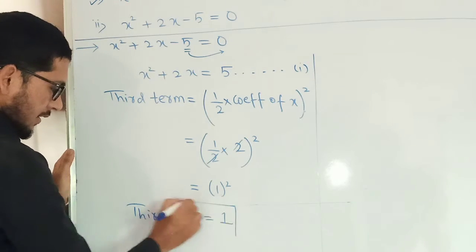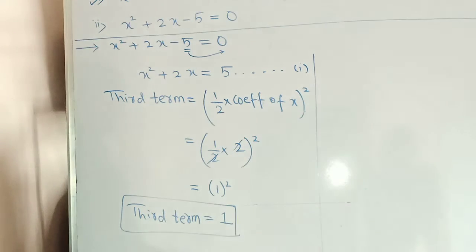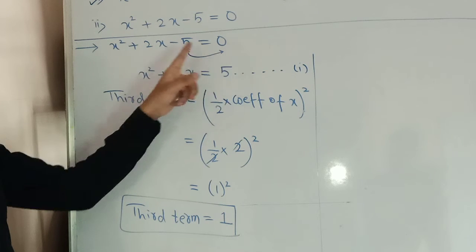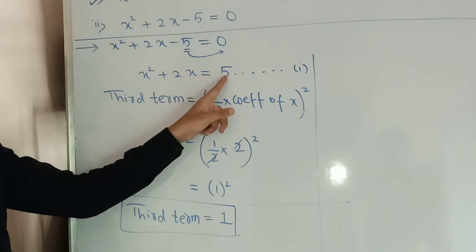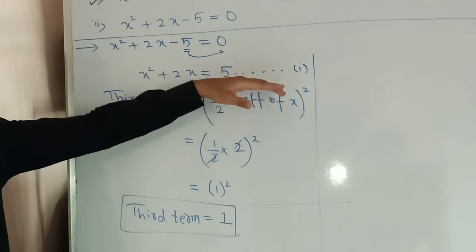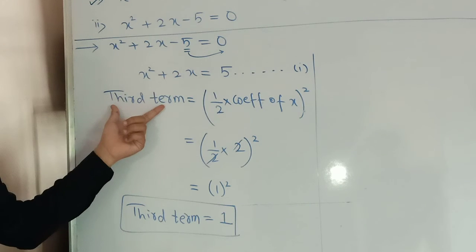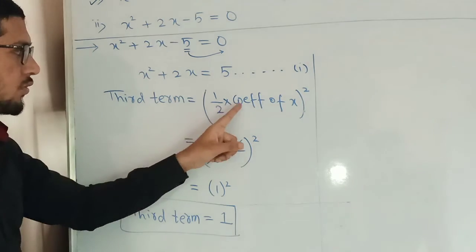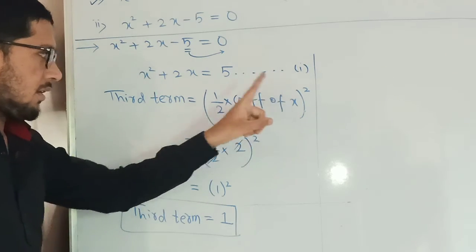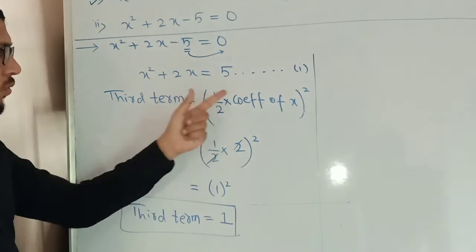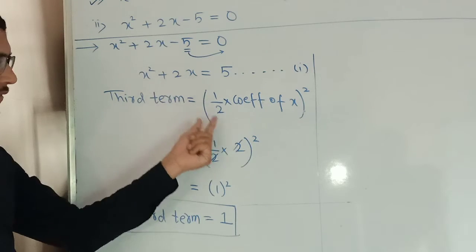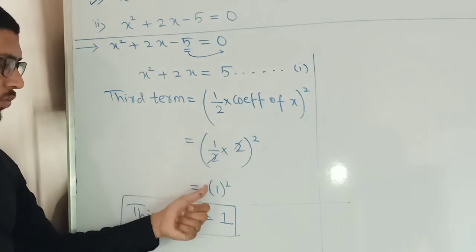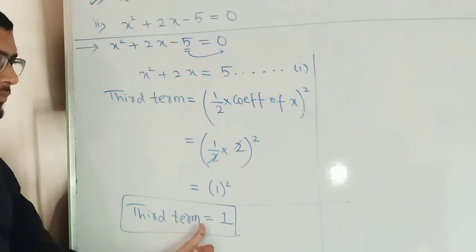Understood this step? Again I am repeating. First I have changed this minus 5, shifted it to the RHS, then you will get x square plus 2x equal to 5. Call this equation number 1. As you finish with this equation number 1, then we start with the formula. The third term is equal to 1 upon 2 into coefficient of x, bracket square. So 1 upon 2 is the same, into, what is the coefficient of x here? 2. So I have written 2 here, then the 2 will get cancelled, then 1 is left, 1 square is 1, then the third term is 1.